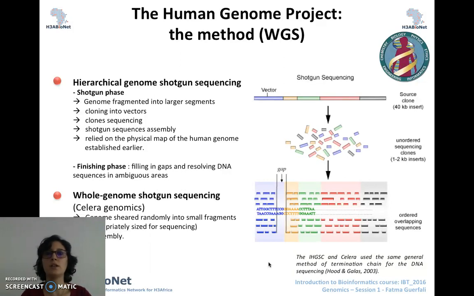So the private effort bypassed the entire step of mapping, and instead the DNA was fragmented and modified by restriction sites and then cloned into plasmids, and then these plasmids were directly sequenced.